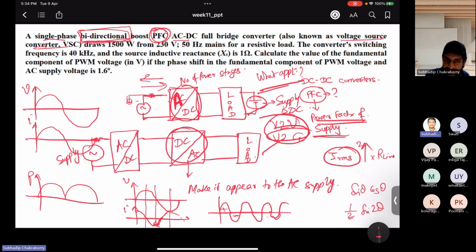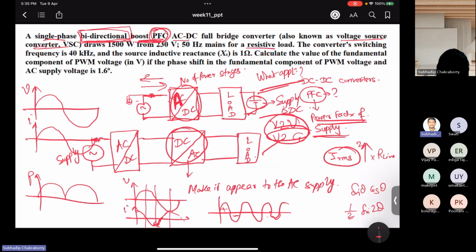You have a single phase supply, whatever I told you, and you have an AC to DC arrangement, as you understand, because you have a boost PFC. So whenever you read boost PFC, you need to understand that your load is of DC type, where you want to feed DC loads, and you have supply as AC. So you use an AC supply, then a converter, then you connect your boost converter, which is a DC to DC converter, and after that you can connect the load.